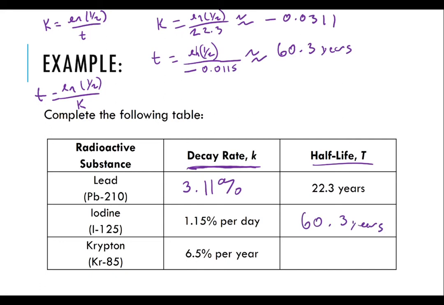And then we repeat the same thing for krypton 85. So t is going to be equal to the natural log of a half divided by negative 6.5% decay rate, which is going to be 0.065, or approximately 10.7 years.